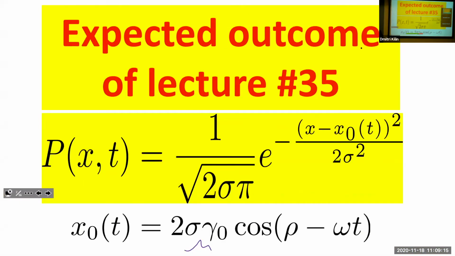So here is the expected outcome. Two days ago I thought it was the expected outcome of number 34. Now it is the expected outcome of 35. So we are going to obtain the probability distribution for the excited harmonic oscillator for the eigenstate of the annihilation operator. Note that this letter P is different from psi. As we go, we will compute psi and then take its absolute value squared and get P.